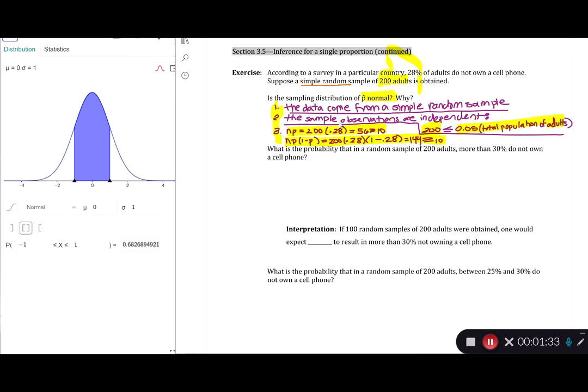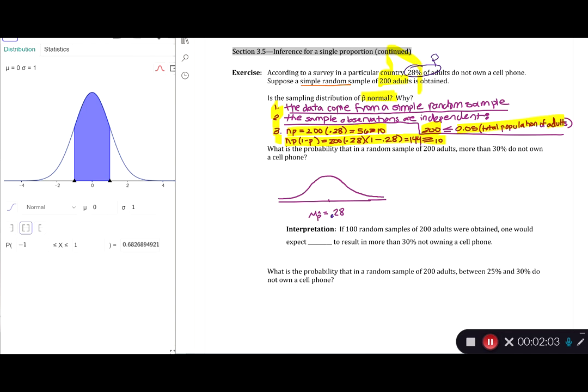So having met these three criteria, yes, we can say that the sampling distribution of p hat is going to be approximately normal. And then we know something about the mean and the standard deviation of that distribution. So we know the shape's going to be approximately normal, and we know that the mean for the distribution here will be 0.28, as was given in the problem statement here. That's our p. So that's going to be our mean for the sampling distribution of p hat.